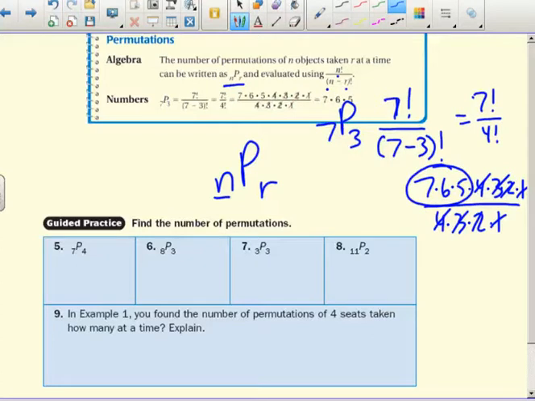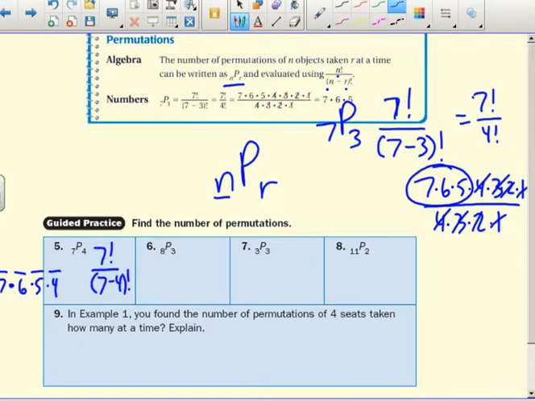Okay, so number 5, I have 7 things. I'm choosing 4 at a time. So one way to think about that would be I have 4 spots, and there's 7 things to choose from. So I can choose 7 for the first, 6 for the second, 5 for the third, and 4 for the fourth. You could also use the formula. That'd be 7 factorial over 7 minus 4 factorial.